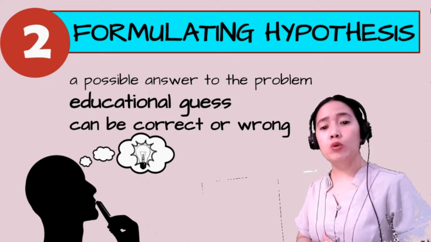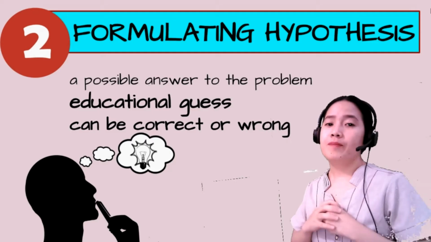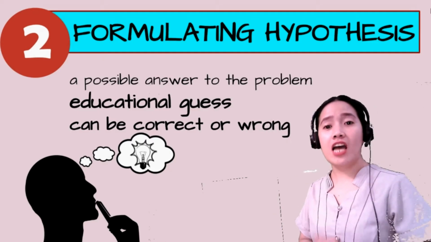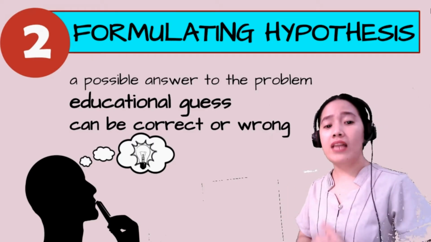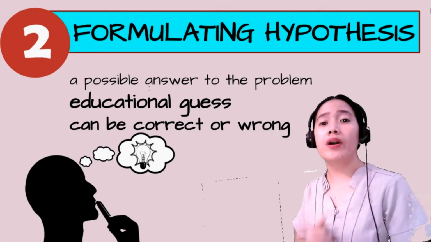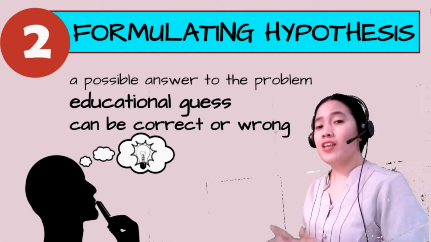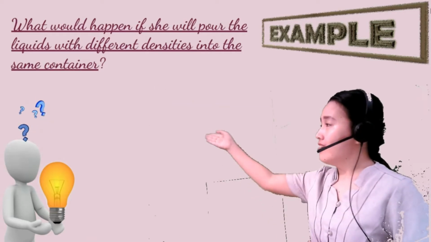So what do we do to prove if our hypothesis is correct or not? Yes, we need to conduct an experiment. But before we perform an experiment, we have to collect data and prepare the materials we'll be needing for our experimentation. So let's try to make a possible answer to this question.